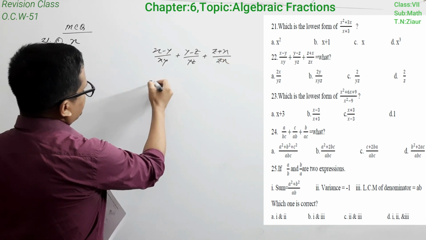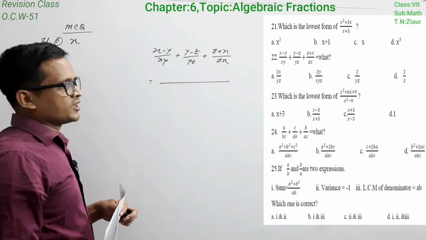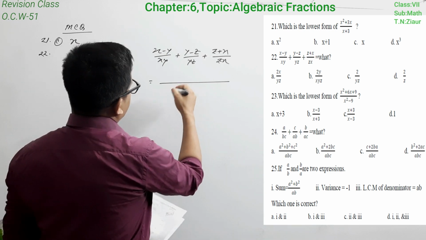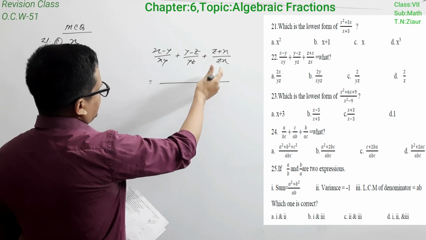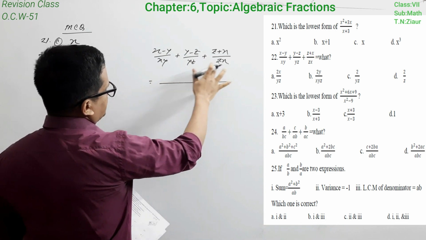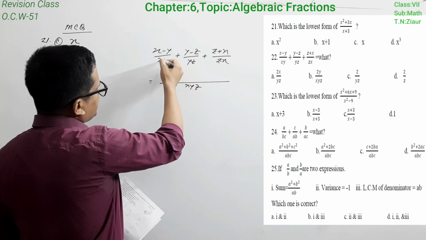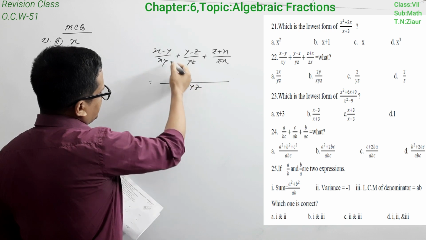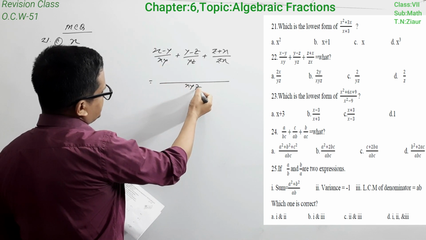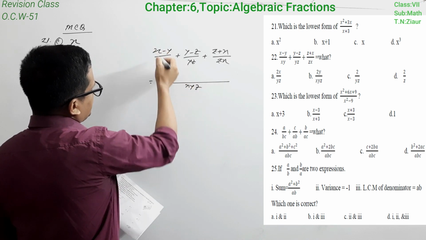Okay students, now we have to find the LCM first, the same way. Already you have solved this in exercise 5 and MCQ. Now what will you do? First you have to find the LCM of xy, yz and zx. It will be xyz. Now divide by xy: xy cut, remaining part is z. So by this z we have to multiply this one.